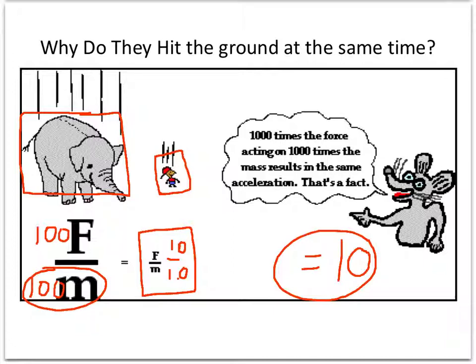It doesn't matter the mass of the object because if I increase the mass right here of the elephant, I also increase the force that's being pulled down to the earth. So I get the same acceleration rate.